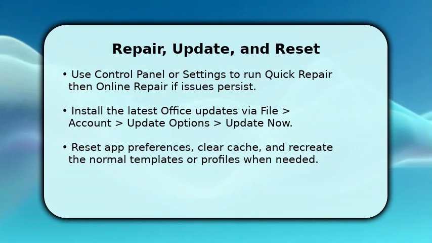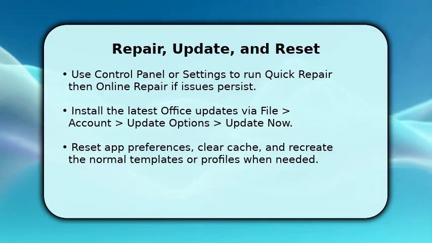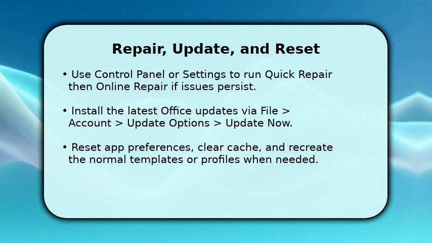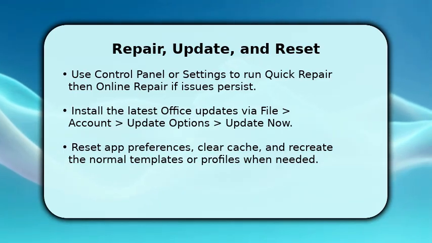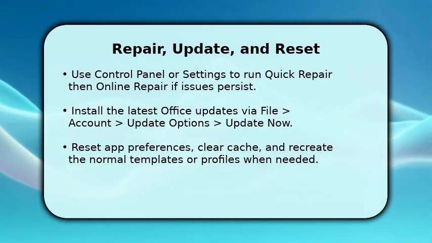Open Settings or Control Panel and choose Programs and Features to select Microsoft 365. Choose Quick Repair first. Restart your computer and test the apps again. If problems continue, run online repair to reinstall core files without losing settings.